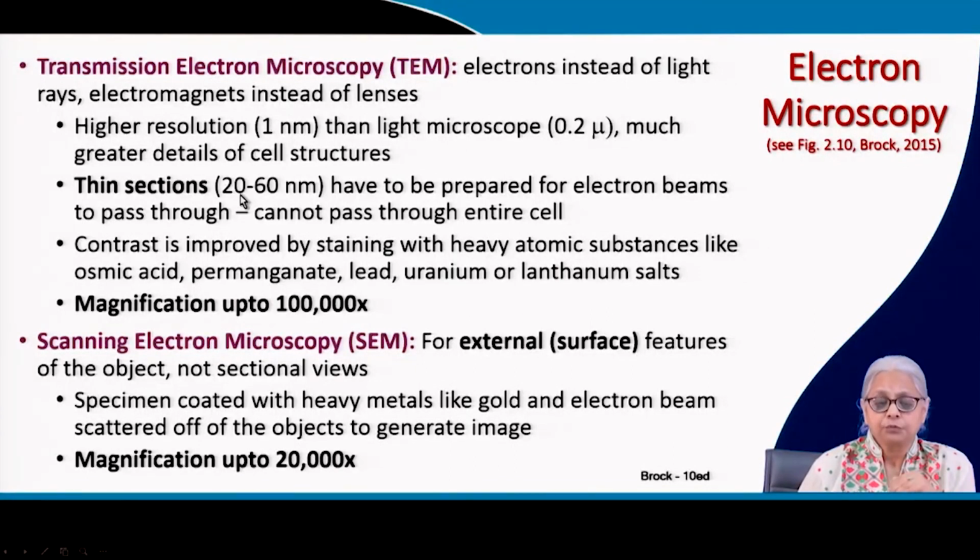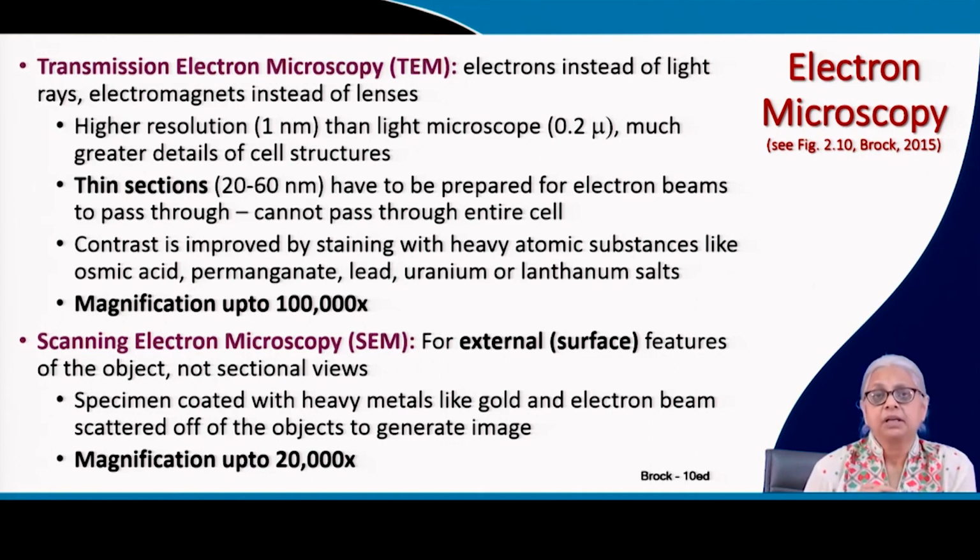Thin sections of 20 to 60 nanometers have to be prepared for the electron beams to pass through. They cannot pass through an entire cell. And for creating the sections, you need a fair amount of preparation. Preparation of the sample is done by staining with heavy atomic substances like osmium, permanganate, lead, uranium, or lanthanum salts. This will help first to stain the section and improve the contrast and so on. So like I said, the magnification is around 100,000 times.